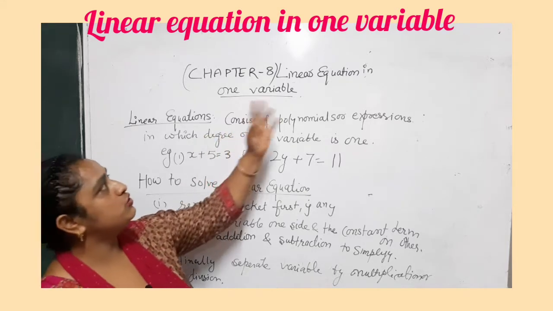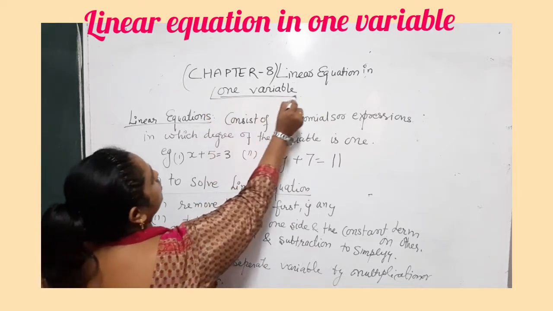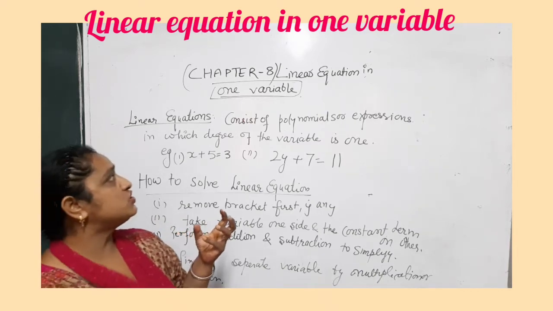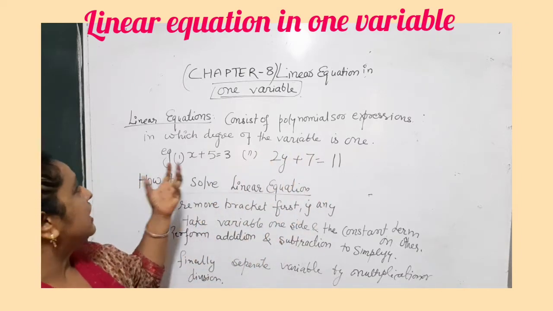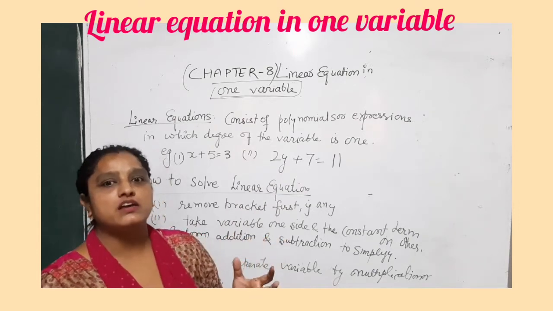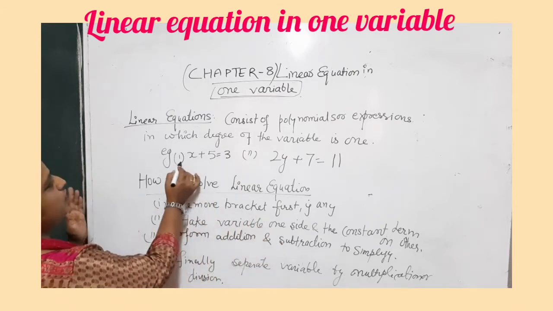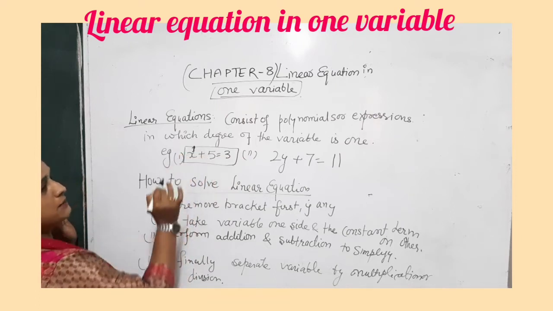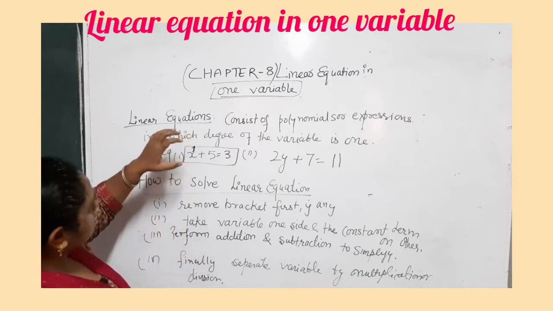Now let us start with the next chapter 8, linear equation in one variable. Today we will start with the new chapter, linear equation in one variable. Here we will discuss only one variable. Now what do you mean by linear equation? A linear equation consists of a polynomial or expression in which the degree of the variable is 1. You have already studied about the degree. The maximum power of the variable is known as the degree. Here we will take one example, x plus 5 is equal to 3. Here the maximum power of the variable is 1, so the degree is 1, and that is known as a linear equation.